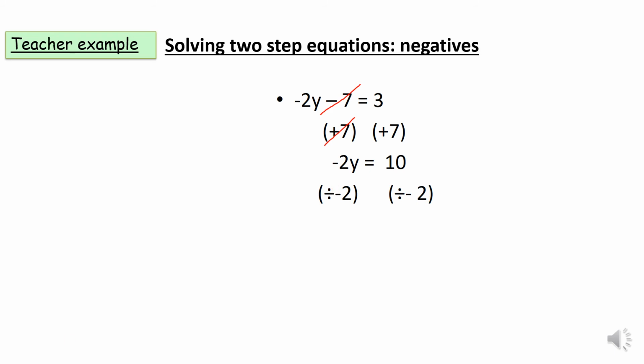When you do that, the -2 and -2 cancel out each other. Times -2, divide by -2, they cancel out each other. And then you get y, and then 10 divided by -2 gives you -5.